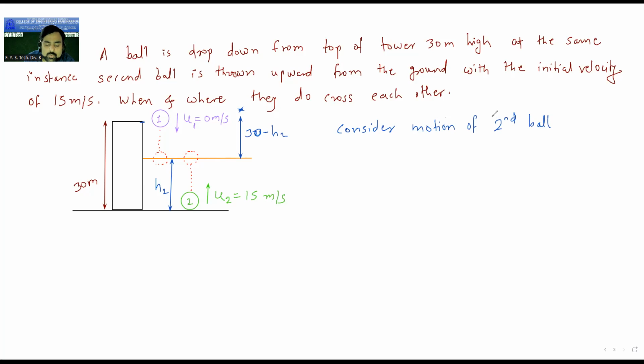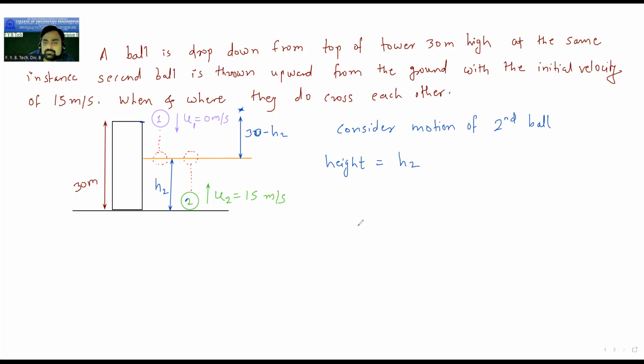Now consider the motion of second ball. What is given? Okay. बघा इकडं second ball जर मी consider केला. What is the distance it travels? Height. Height is equal to what? What is the height of this second ball? How far has it traveled?